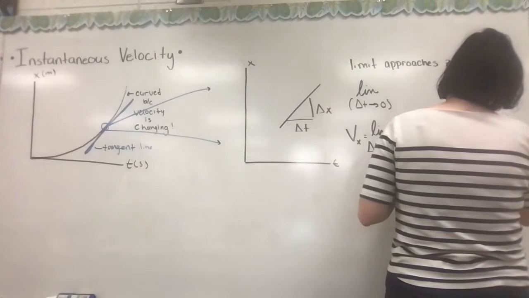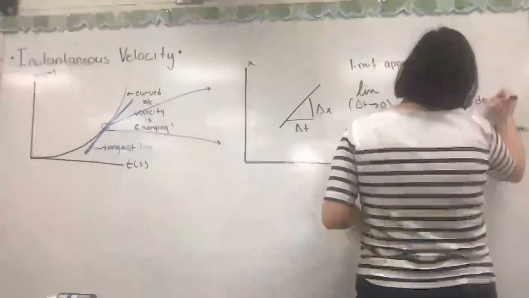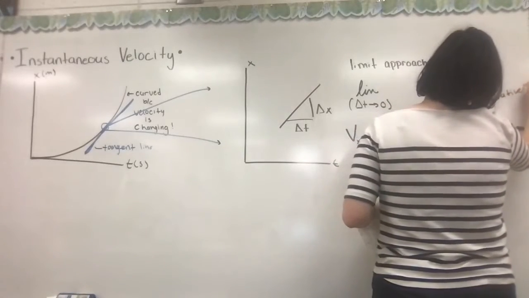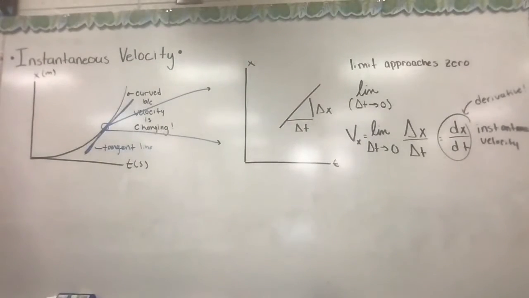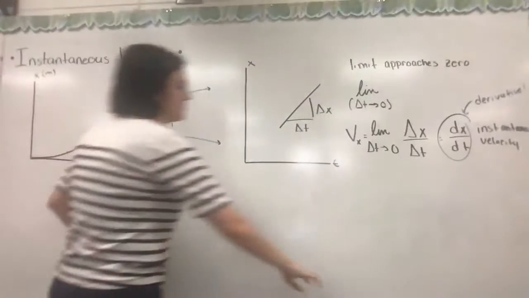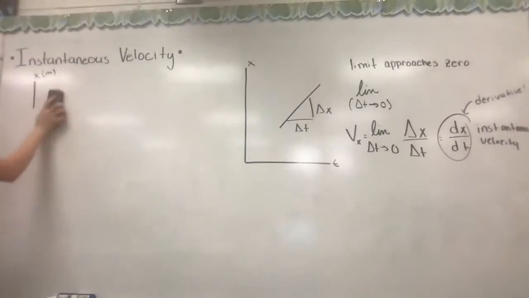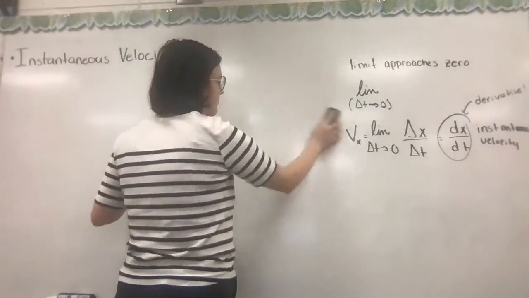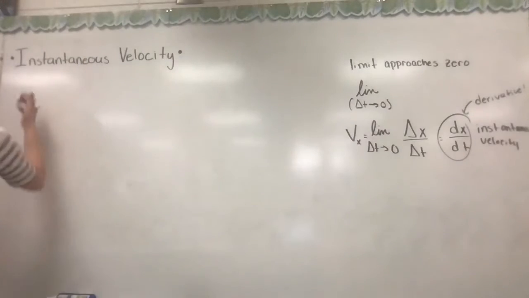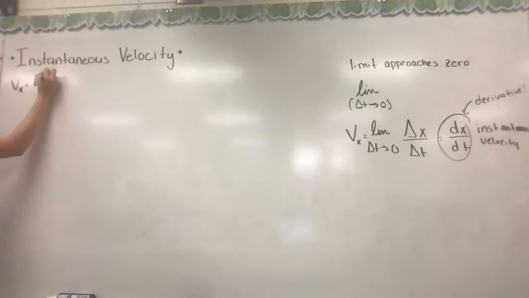Instantaneous velocity, and we call this a derivative. A little dx over dt. That's instantaneous velocity. That's a derivative. We're going to talk about what it is more, but the dx over dt, that's our derivative. And don't worry, I'm going to show you guys what a derivative is, how you find it, all that stuff, but that's what we're starting with today. That's how you would find an instantaneous velocity. So I'm going to rewrite this over here so that we can have it at the forefront of our minds.